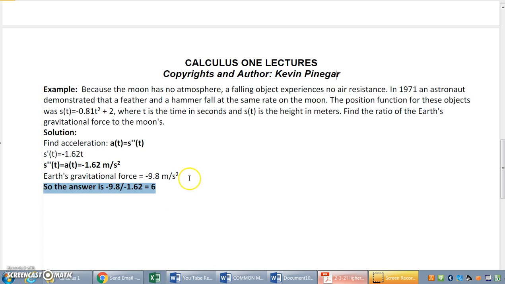And that's really all I have for this little short section. So we'll go ahead and move on to the chain rule in the next section.